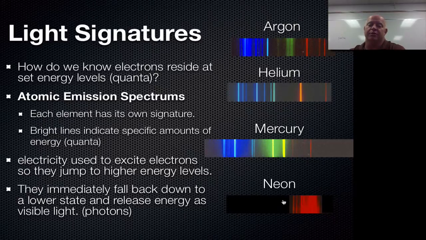So here are four different elements: argon, helium, mercury, and neon. We see that they exhibit these bright line spectrums, where a lot of energy is released at this particular wavelength, and this particular wavelength, and so forth. Because electrons have quantized energy, or set amounts of energy at their different levels, when they fall down they always give off a certain color of light, which we see as these bright line spectrums. Because we see bright line spectrums, we know the energy isn't spread out over a long range. It's very specific to very specific lines or wavelengths.